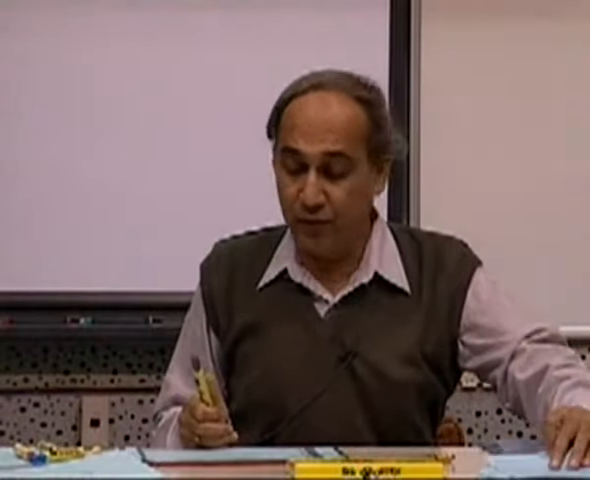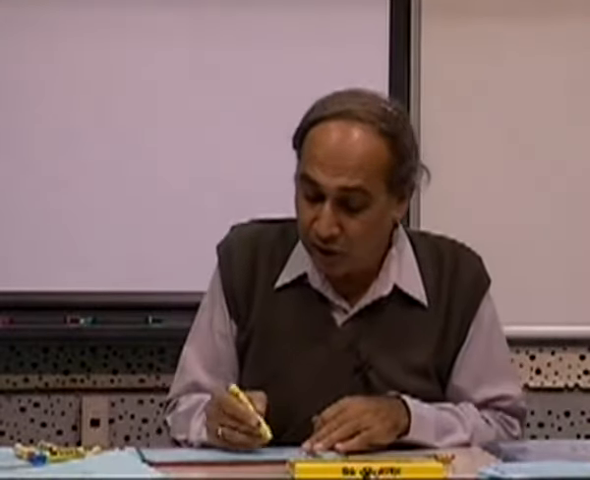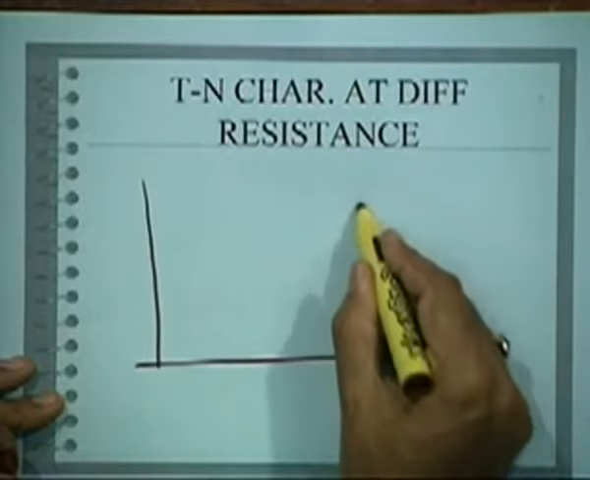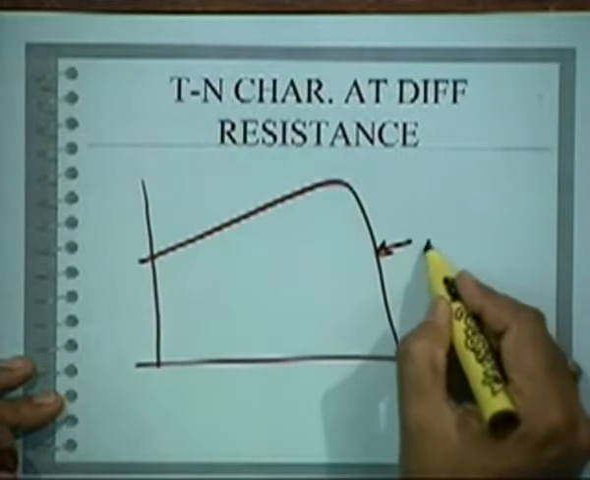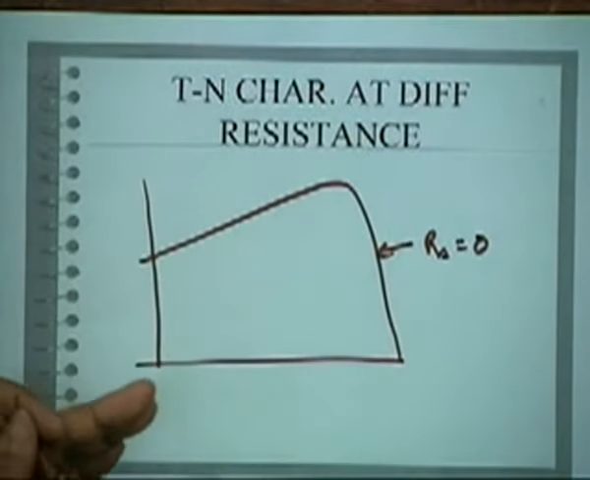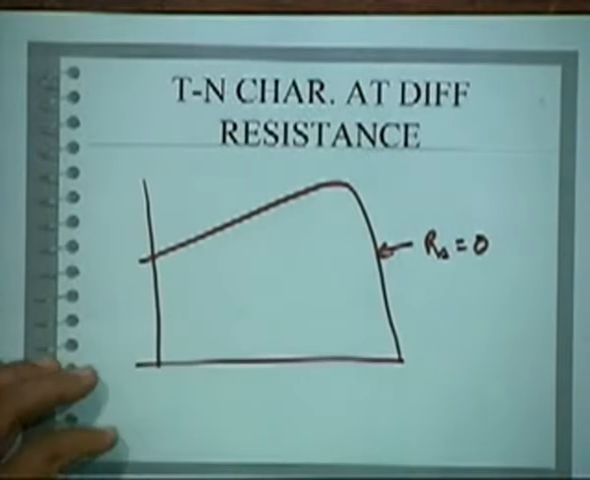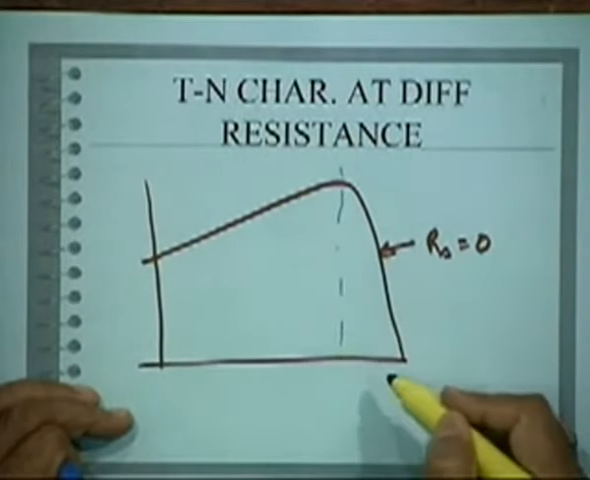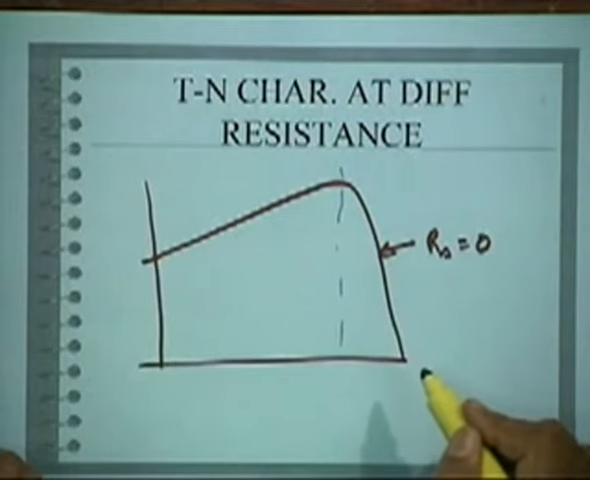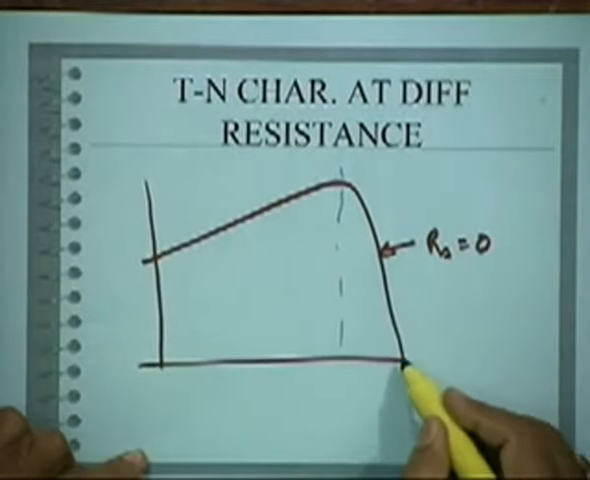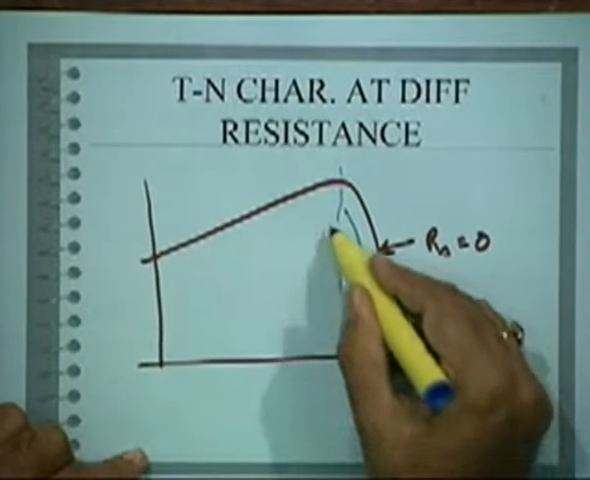So to complete this, if you want to draw the torque speed characteristics at different resistances, supposing you don't connect any resistance, let us say RS is 0. If you connect resistance, what will be the family of characteristics? If you put extra resistance, will the maximum torque change? Right? The slip at maximum torque will not change, but the maximum torque would, there will be some characteristics like this.